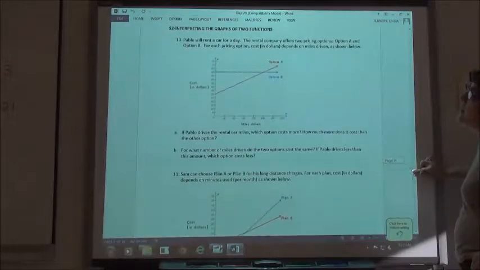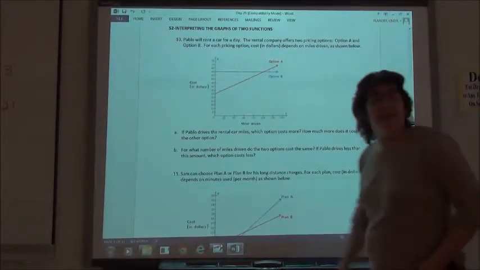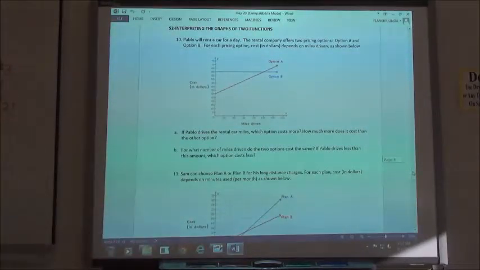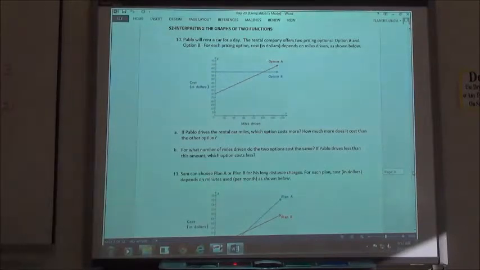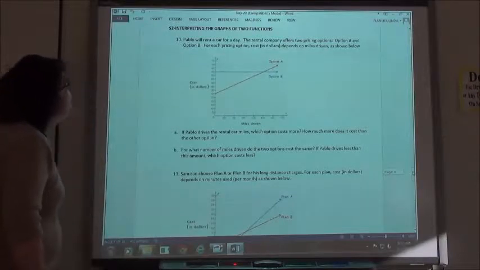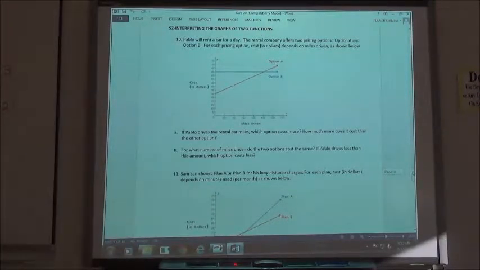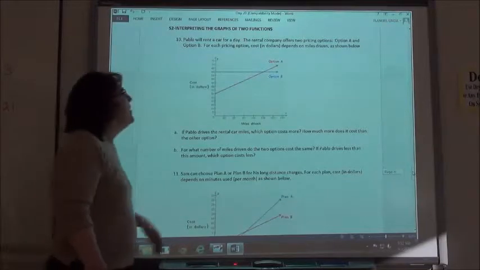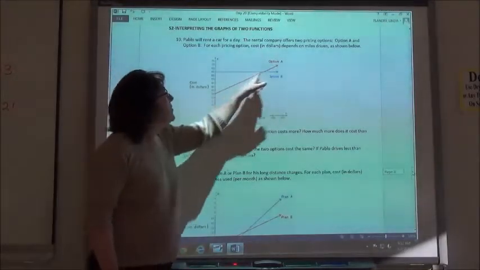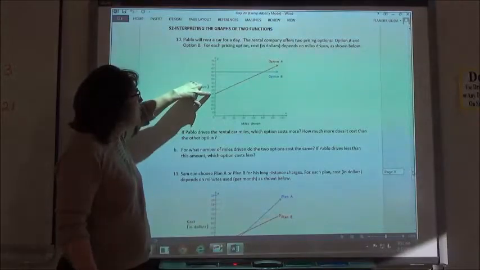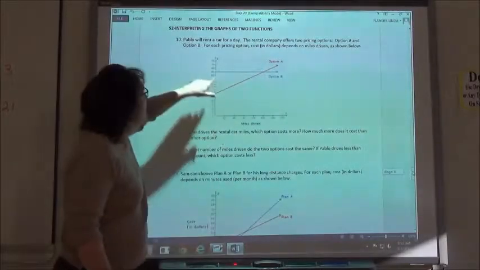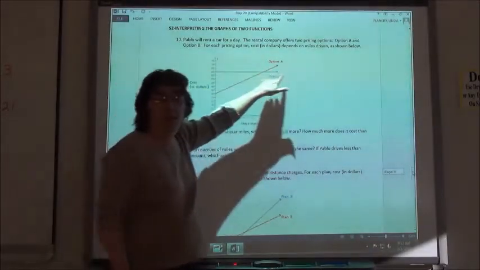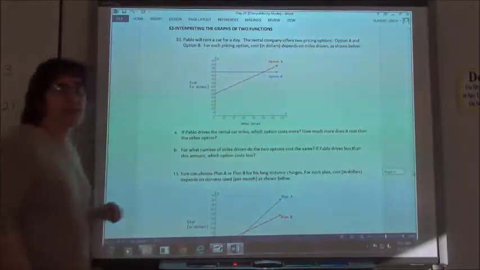The next ones basically are reading your graphs with systems of equations that have 2 equations on there so that you can compare things. It says Pablo will rent a car for a day. The rental company offers 2 pricing options, option A and option B. For each pricing option, the cost in dollars depends on the miles driven as shown. So if I look at option A, which on mine looks like it's red, but starts here, my starting price is $30, and I can see that it increases the more I drive. Option B always is $60, doesn't matter how much I drive, I'm just going to pay $60.